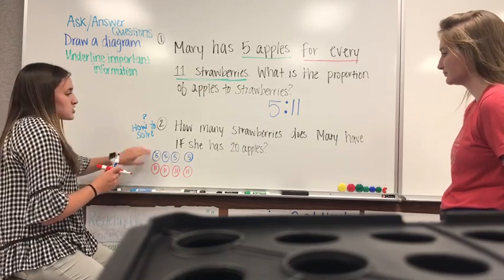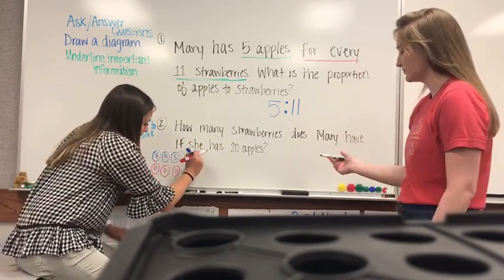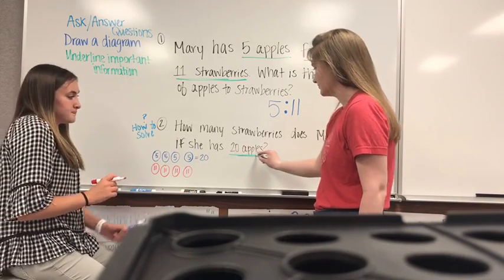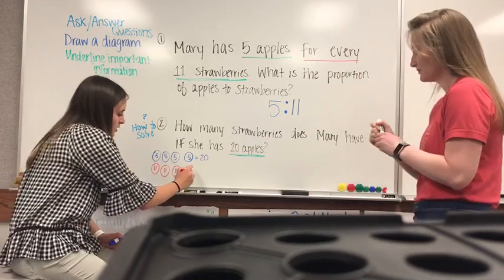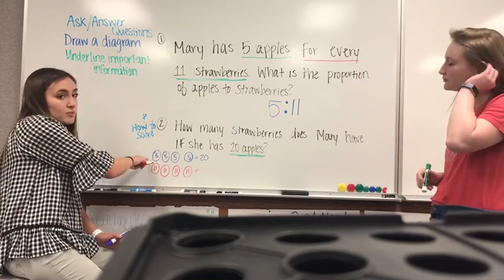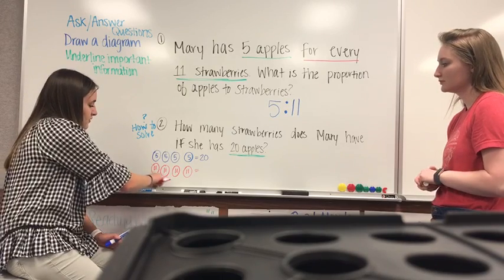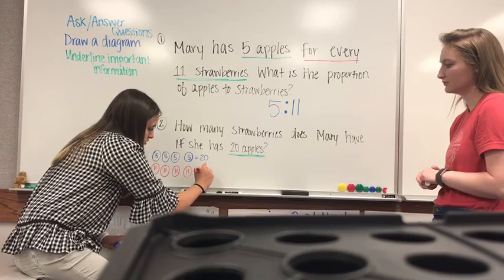And then we count to make sure we got 20. So 5, 10, 15, 20. So we know we have 20 right here. This is a great way to check your answers to make sure they're the same. Now that we know we have 20 apples and it's 5 apples to every 11 strawberries, we would count these up. So 11, 22, 33, 44.